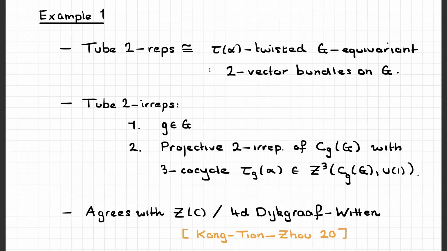Or if you want to do things slightly more concretely, and you want to classify the irreducibles, they're labeled by a group element, and then a projective 2 representation of the stabilizer of G with a certain 3 cocycle given by the transgression. And again, this is capturing the same type of fractionalization idea, but it's a higher fractionalization of charges. And this disagrees in this case with the Drinfeld center, as was shown in this paper in 2020 of Kong, Tian, and Zhu.